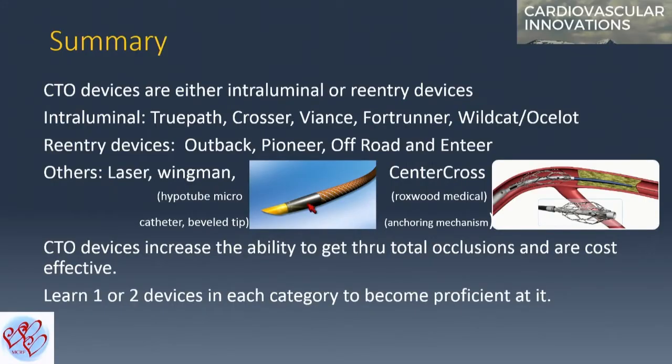Again, there are other devices that are available. You can use the laser. You have the Wingman, which is a relatively new device that uses a hypotube microcatheter with a bevel tip. You also have your CenterCross from Roxwood. This has an anchoring mechanism that allows better support for your crossing catheter as it goes into the intraluminal space.